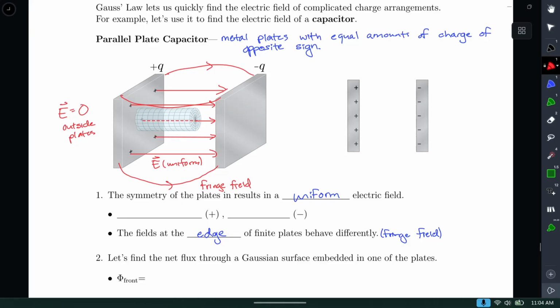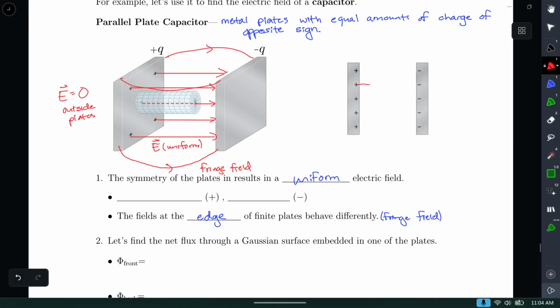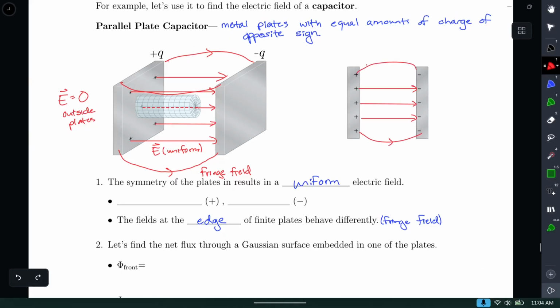Right, so that's our picture of the electric field, and over here is just a side view. And at the edges, you start to get this fringe field.